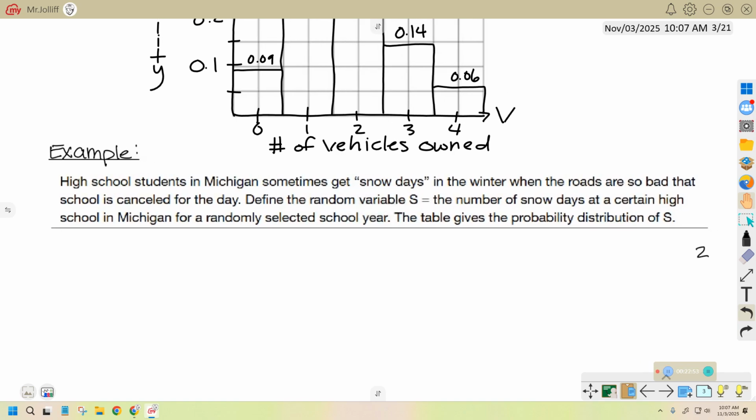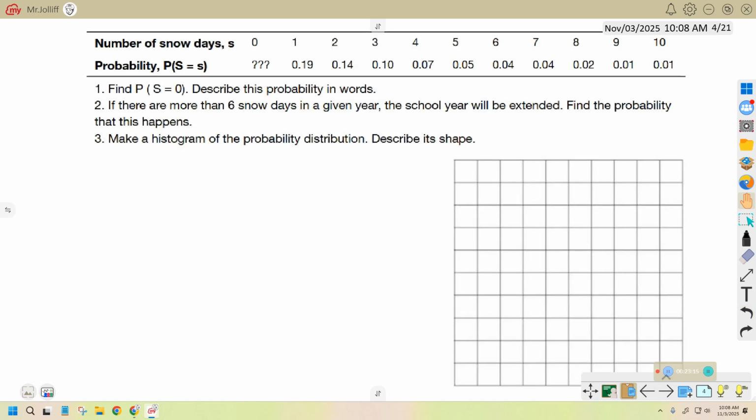It says high school students in Michigan sometimes get snow days in the winter when the roads are so bad that school is canceled for the day. Define the random variable S as the number of snow days at a certain high school in Michigan for a randomly selected school year. The table gives the probability distribution of S, which is at the top of the next page because I ran out of room. So we see a table of snow days. Smallest is 0 for no snow days. Max is 10 for 10 snow days.